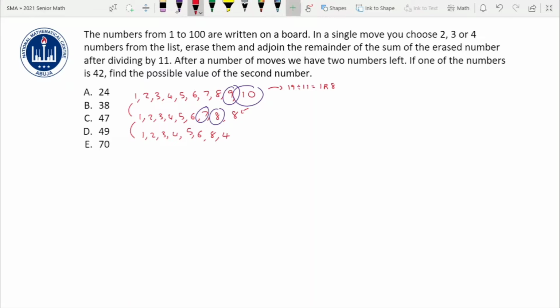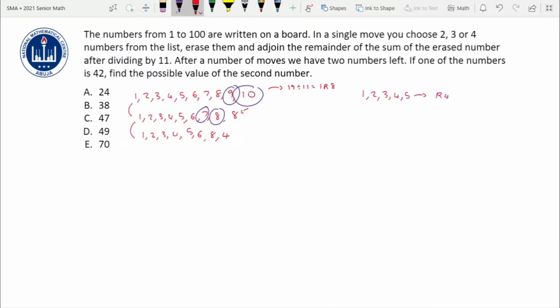Let me start with a smaller example to describe this. I won't give a full proof. I'll just use this idea to solve the question, but I'll describe how it works. Let's say we have the numbers 1, 2, 3, 4, 5. The sum of these numbers is 15. And when you divide by 11, the remainder will be 4. So the remainder at this point is 4.